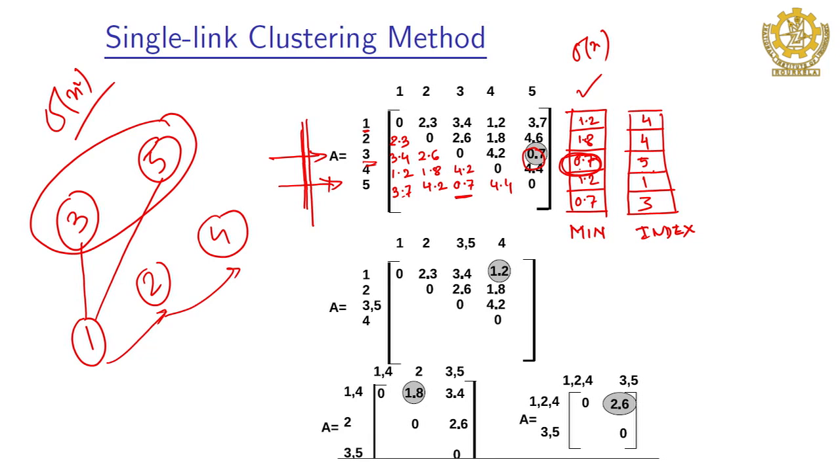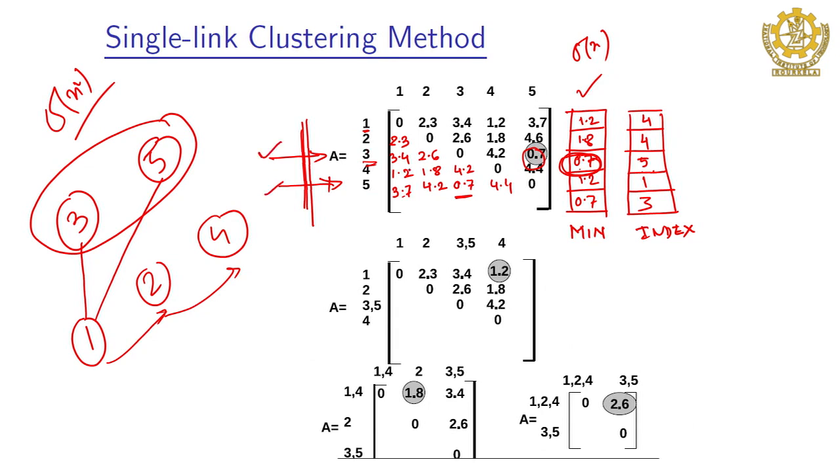What do we do? Let us say here this will remain same, 1, 2, 3, all other entries will remain same. Now we are updating it. While updating, we will only look into 2 rows and 2 columns. What are those 2 rows? Row number 3 and row number 5, because we are merging 3 and 5. Similarly, we look into only column number 3 and column number 5.